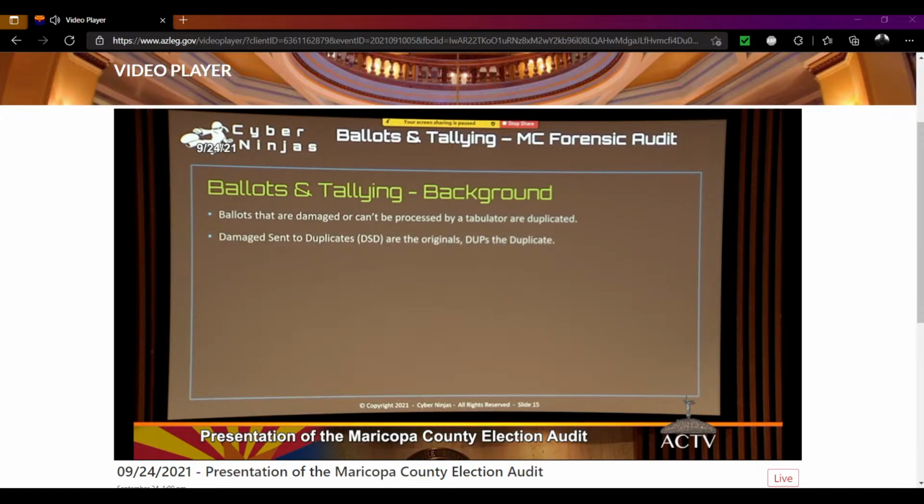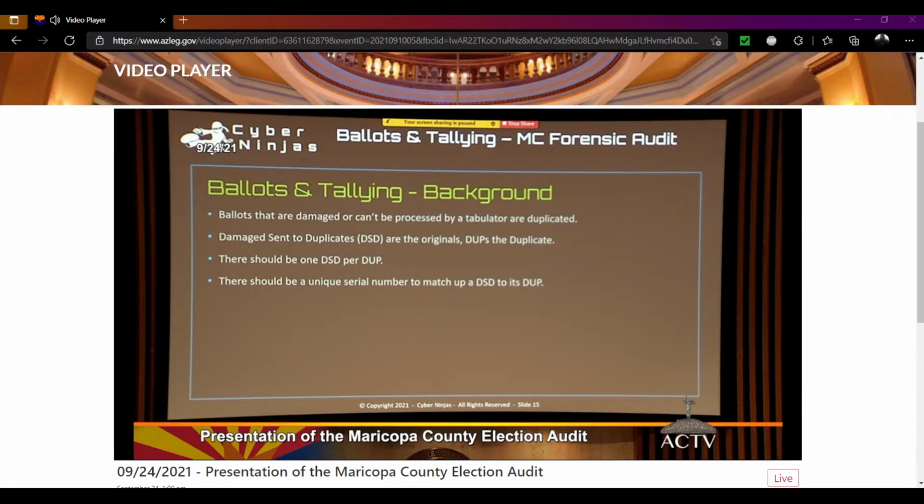Now, specifically, the originals are often referred to as damage sent to duplication, or DSD, and we're going to use that notation throughout: DSD means the original ballots, whereas the actual duplicates are referred to as dupes. So there should be one DSD per dupe, and there should be a unique serial number on every single DSD and every single dupe to match them up, so that you will know for sure that this ballot right here was duplicated to this other ballot.